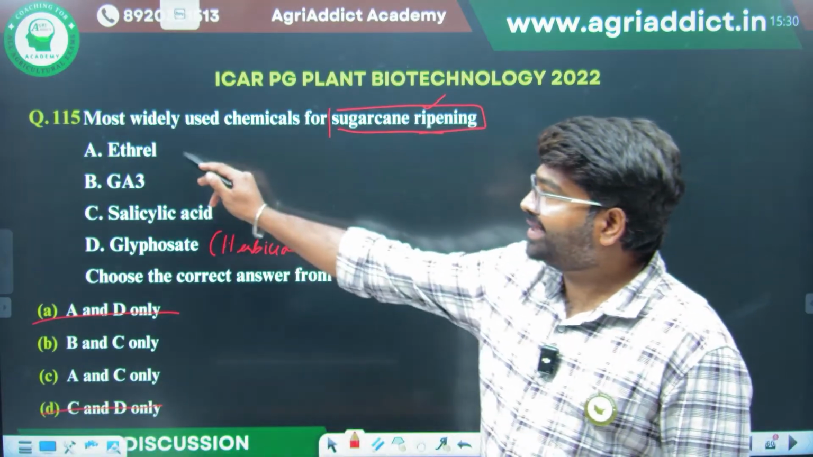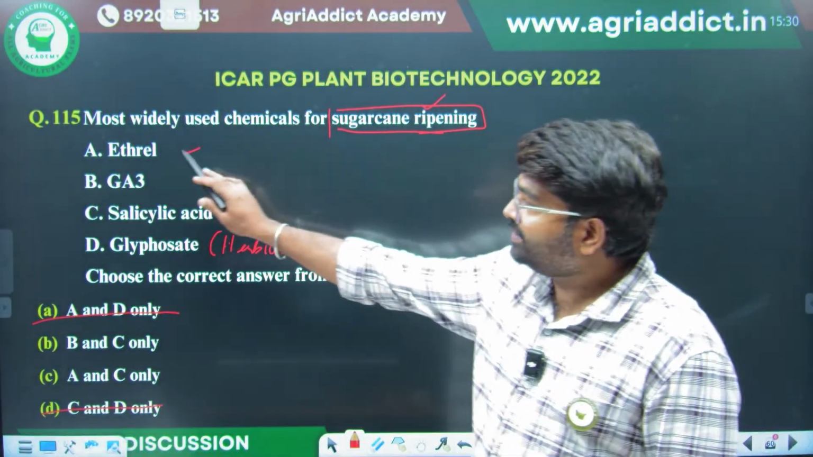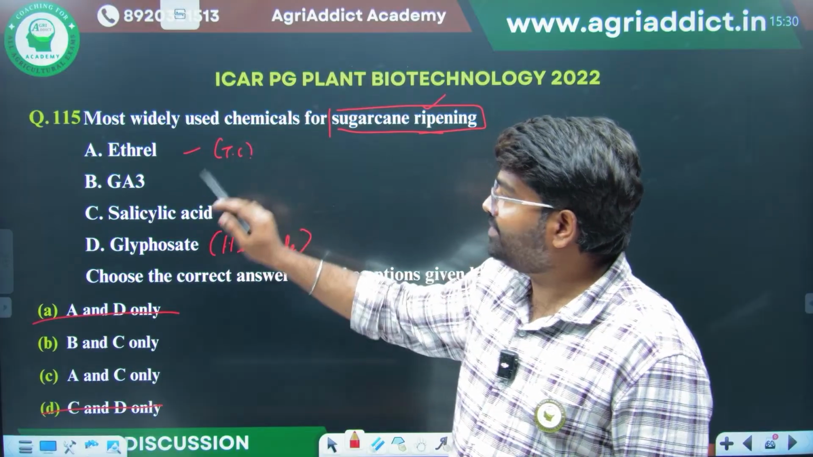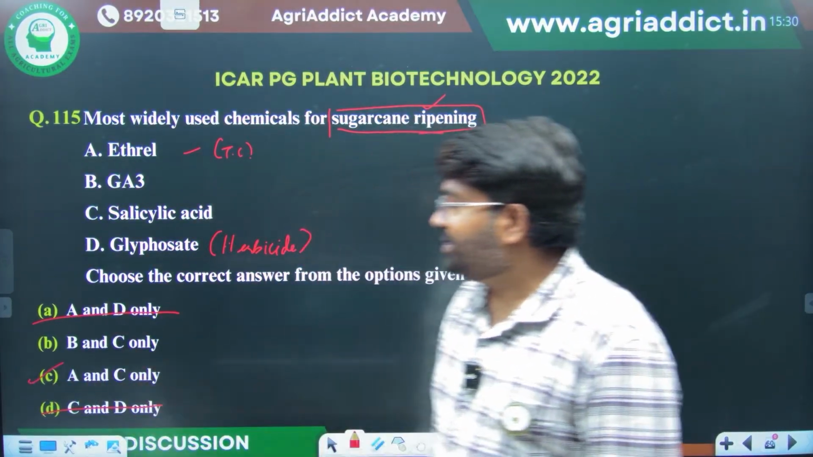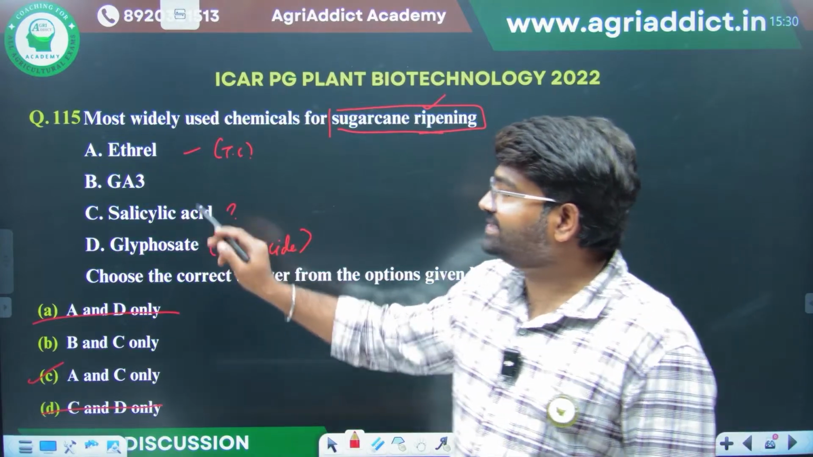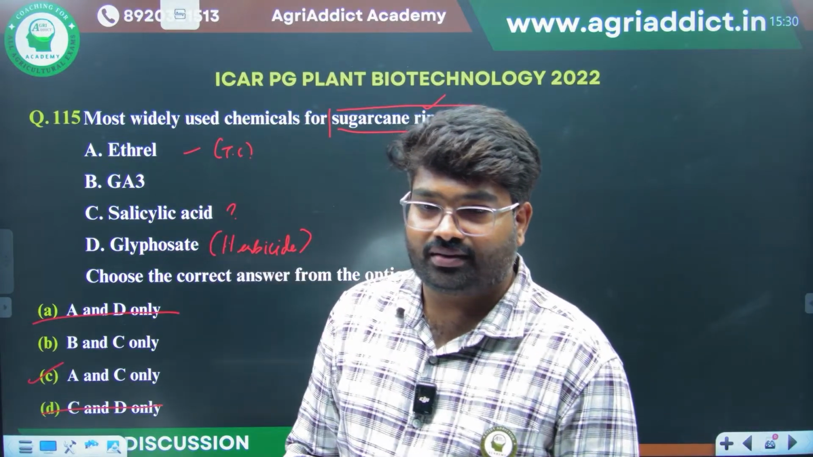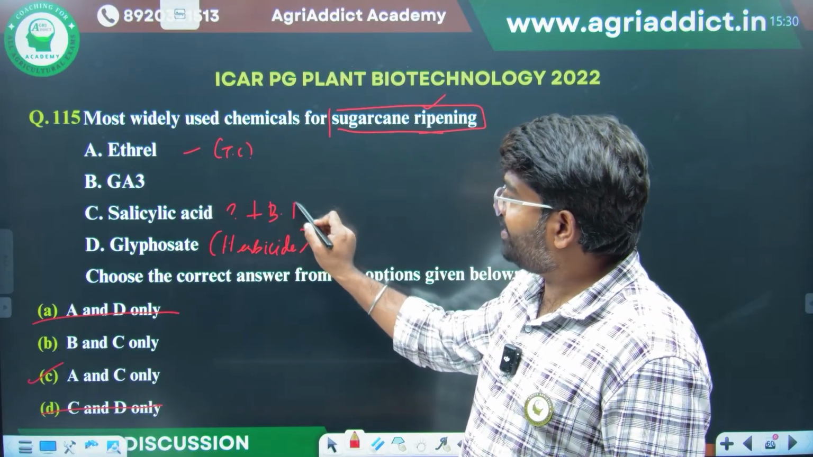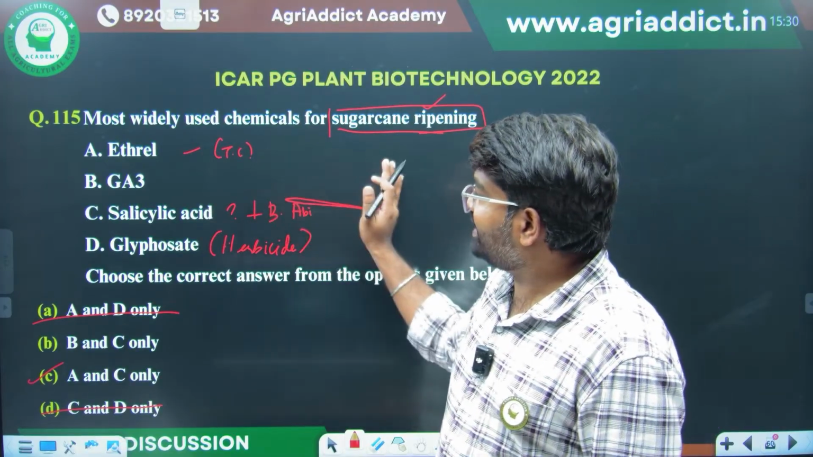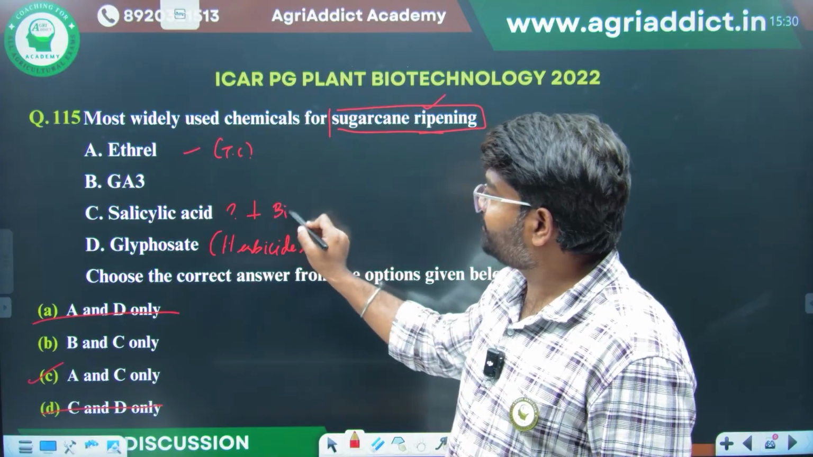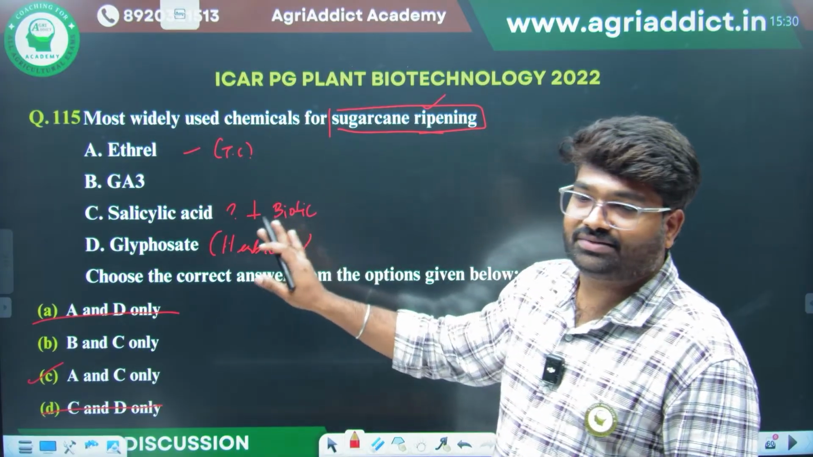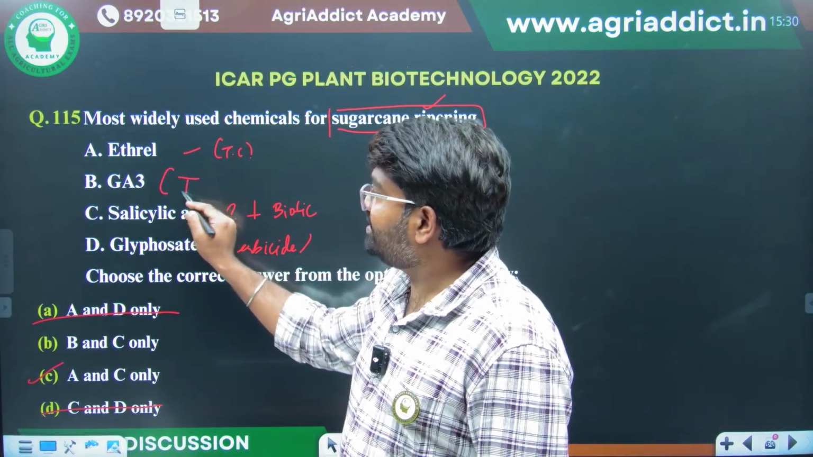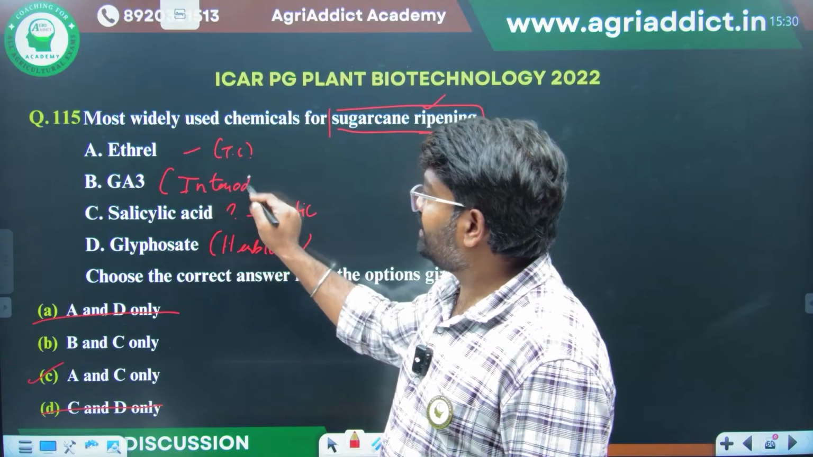Yes, correct. Ethylene is the ripening hormone. Ethyl is the trade name, commercially available. So wherever A is coming, this will come. How will salicylic acid be involved in sugarcane ripening? Simply it will inhibit bacterial and biotic organism infection, which will be limited, so the ripening process can happen soon. GA3, what will it do? Internode elongation can be done.